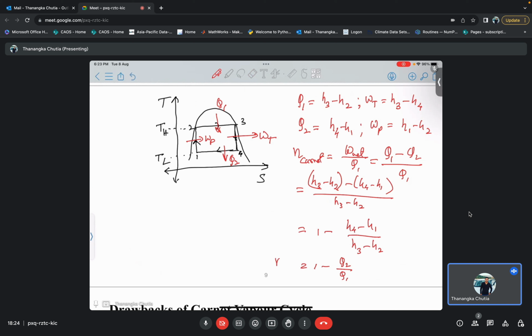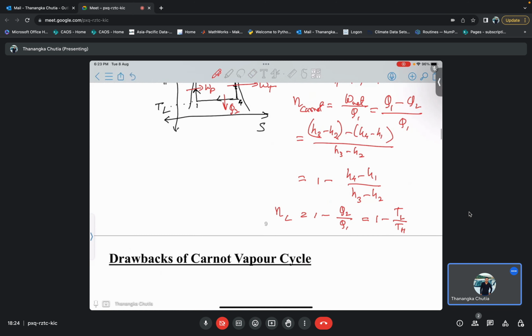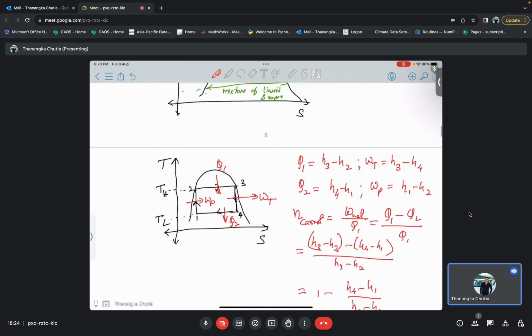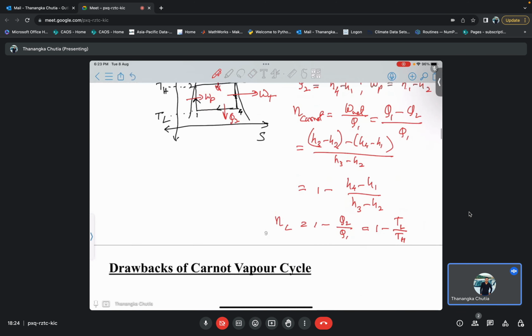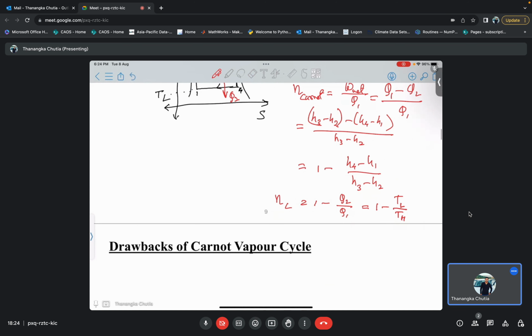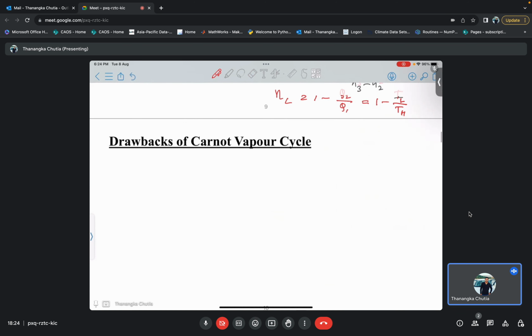And since this is a Carnot cycle, all the processes are reversible. This is actually equal to 1 minus TL divided by TH. Now let us look at the actual case. In actual practice, we do not run our steam power cycle on the Carnot cycle. Why? Because there are drawbacks of this Carnot cycle.